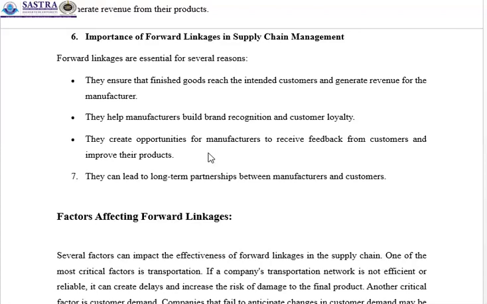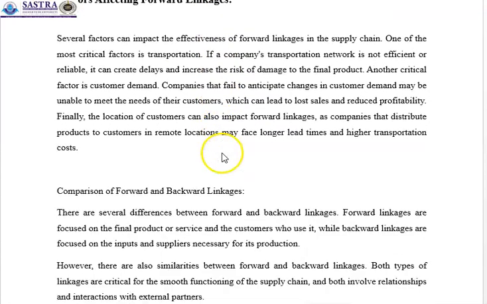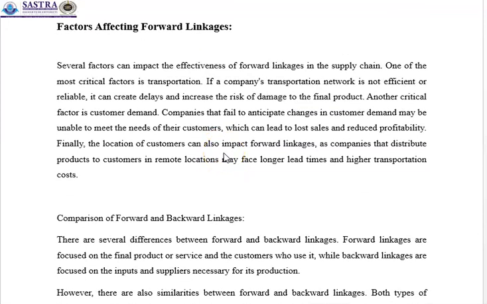They also create opportunities for the manufacturers to receive feedback from customers and improve their products. They can lead to a long-term partnership between manufacturers and the customers. So forward linkage is nothing but sending the products from the manufacturer end to the ultimate end users' consumption. I think that will be clear, making sense. Next is about the factors which are responsible for the forward linkages. What are all the factors we have to consider?